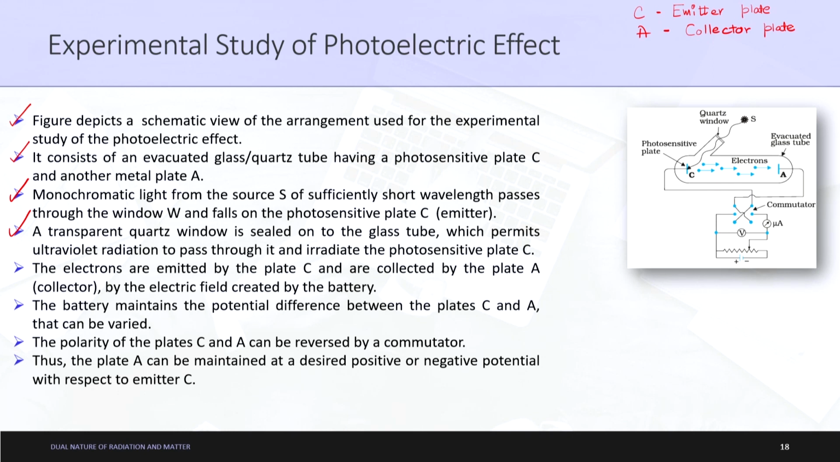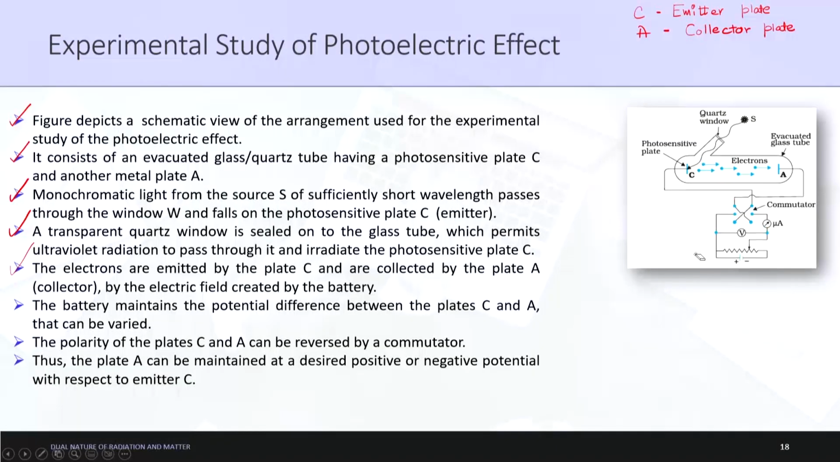Fine, then let us move on. The electrons are emitted by the plate C, quite evident, and are collected by the plate A, the collector, by the electric field created by the battery. So, this last line is very important, because this complete passage of electrons from, let us say, point A to point B is only and only happening because an electric field exists between these two plates.